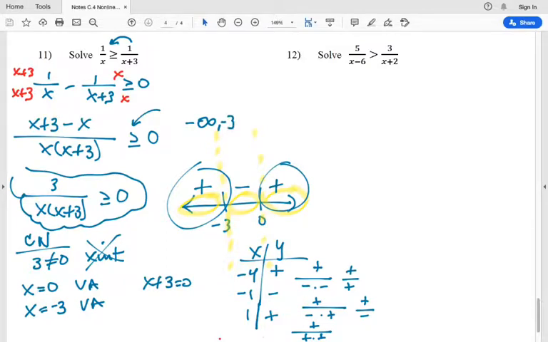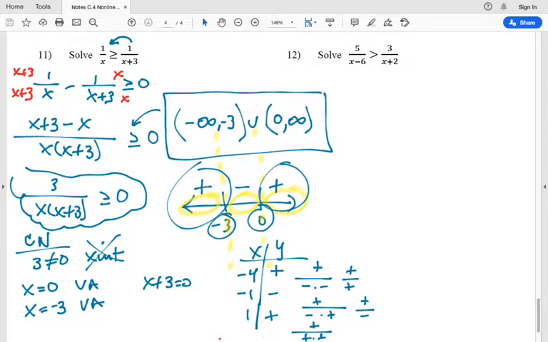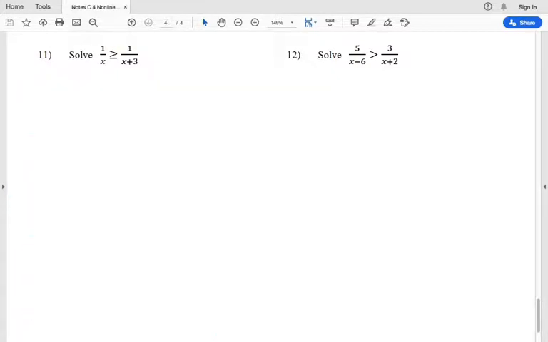That's a vertical asymptote right there at -3, so parentheses. And then union, parentheses, another vertical asymptote, so 0 to infinity. And another set of parentheses, and that's your answer. All right, I'm going to erase one more time so we have room for this last one.